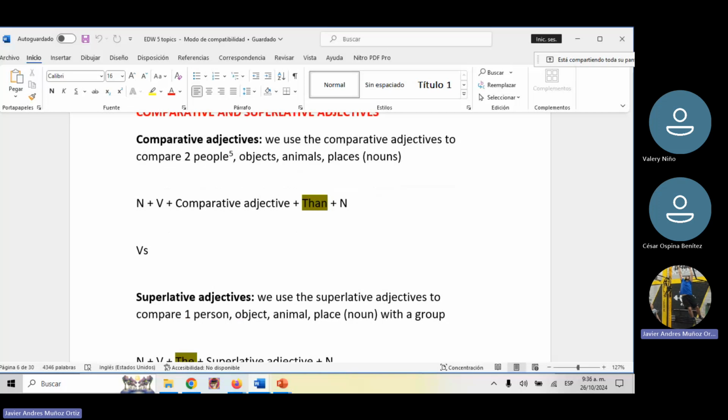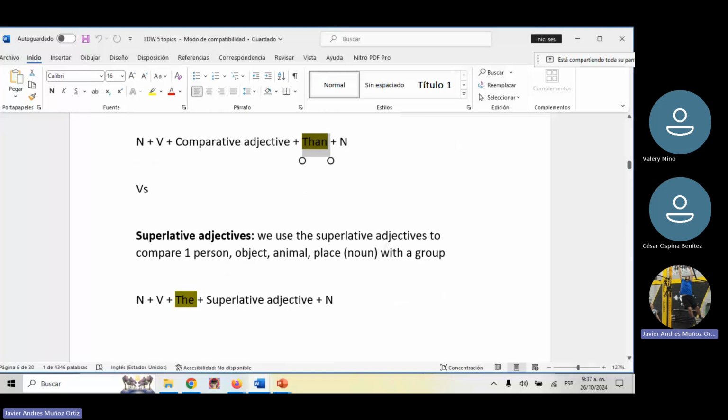So the grammar in general is this: a person is, or a group of students is, what? Bigger, smarter, more intelligent, whatever. And we are going to use this keyword, than, another person, another animal, another idea, whatever. And this than is going to be translated like que. For example, Marcos es más alto que, right? This is the translation of than. We're comparing one with another one.